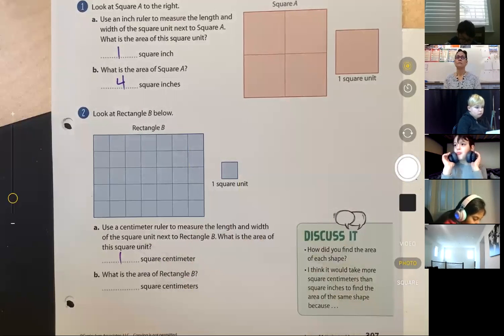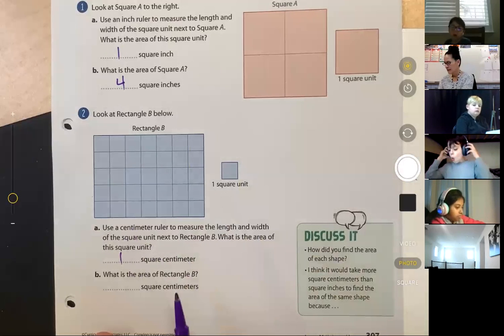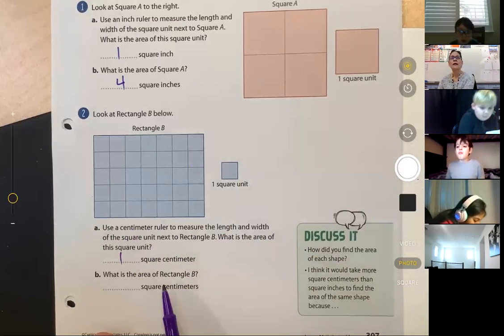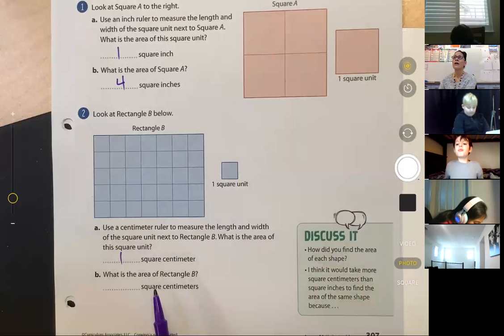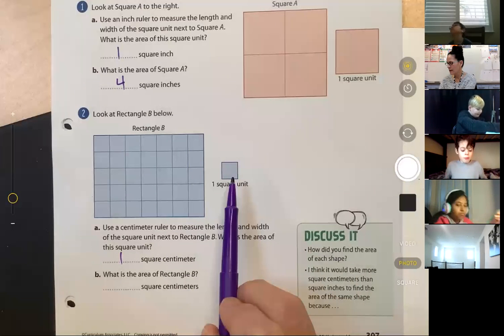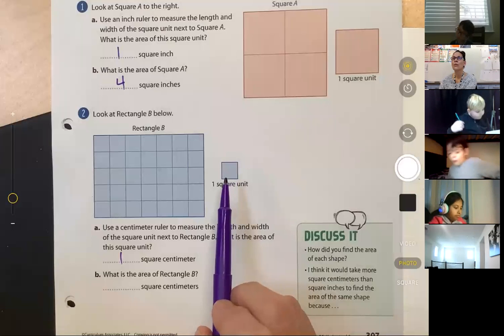So, it is saying, what is the total area of rectangle B? Well, friends, can we all forward count by 1? I think we can. So if this is 1 square centimeter, well, what is going to be the area of this rectangle?